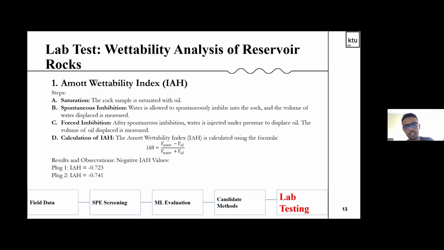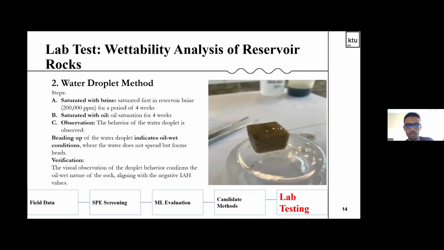Firstly, we want to check whether our reservoir is water wet or oil wet. So we ran an Amott wettability test, and the negative result of the Amott-Harvey index value indicates that our formation is oil wet. Then we want to confirm it again, so we used the water droplet test. Here also we can see that our formation is oil wet.